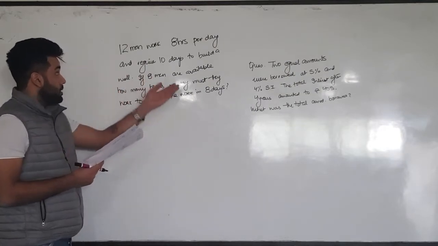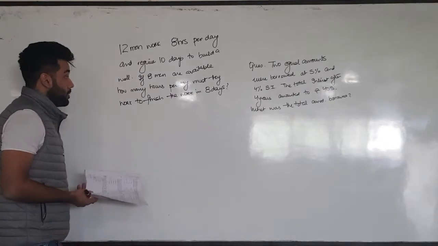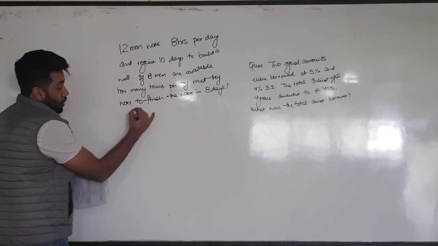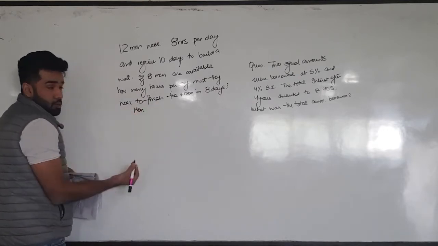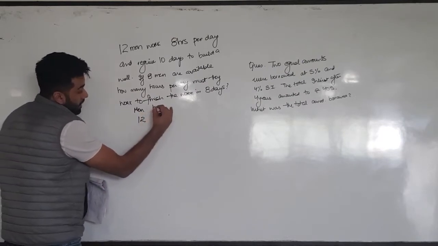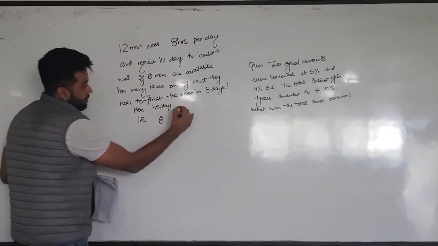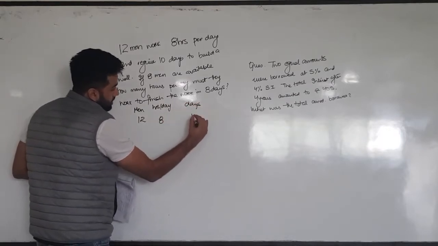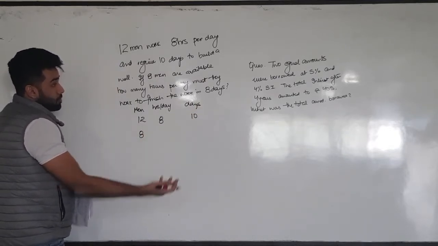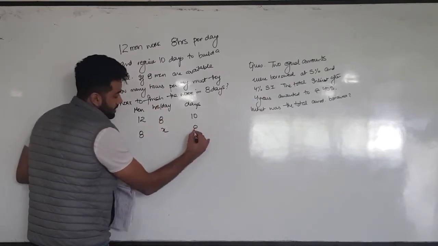12 men work 8 hours per day and require 10 days to build a wall. If 8 men are available, how many hours per day must they work to finish the work in 8 days? So what is the question? It's a unitary method question. First is the men. How many men are there? 12. Now how many hours per day? 8 hours per day. Next, how many days does it require? It requires 10 days. If 8 men are available, how many hours per day, that is X, must they work to finish the work in 8 days?